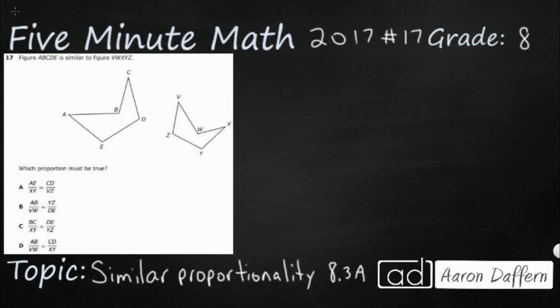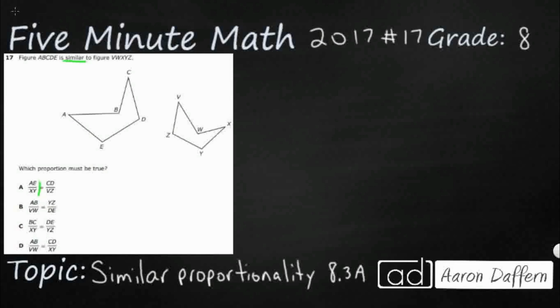So we've got these strange shapes. They're actually pentagons here. They are similar. So we're going to be able to find some proportions. And so let's just take a look at A, and we'll work our way down to see which ones might be true, and we'll explain along the way why they work or they don't work.